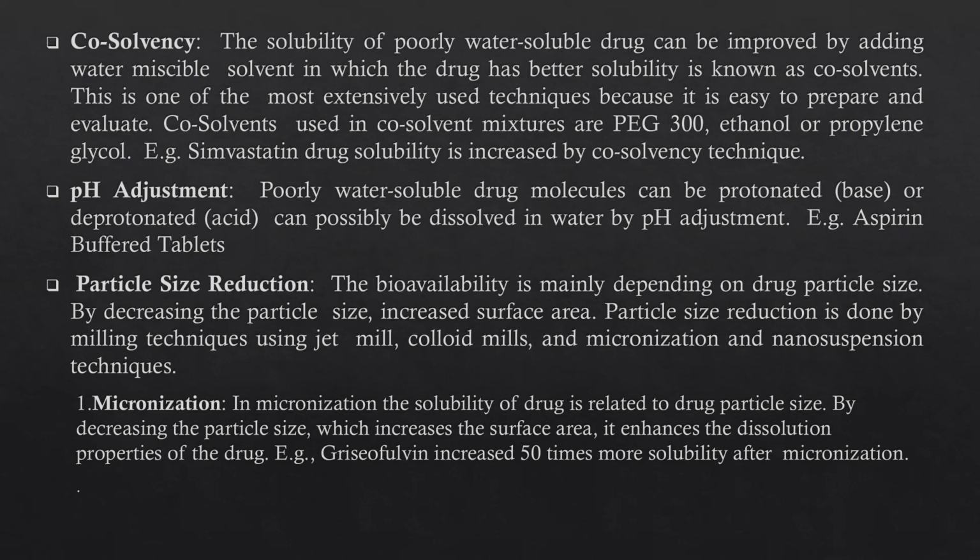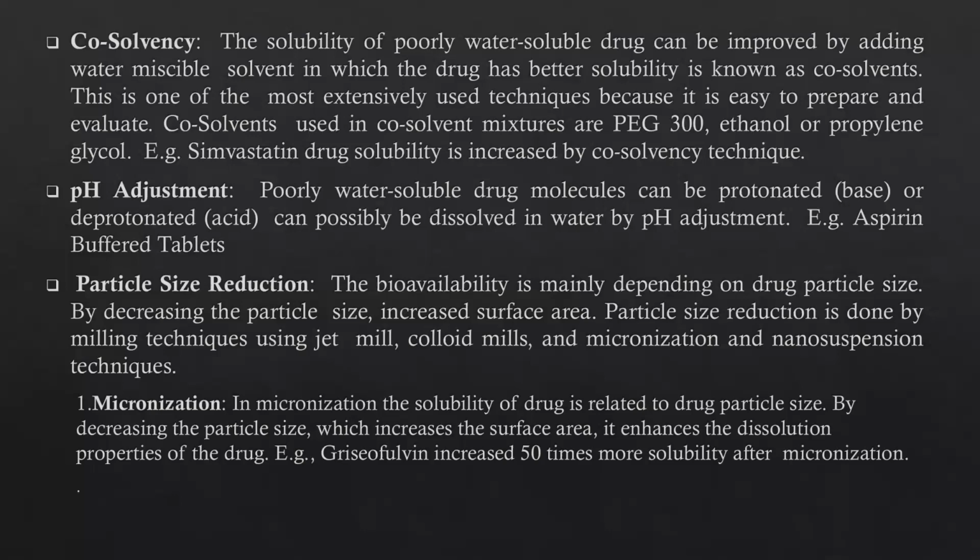Second, pH adjustment. Poorly water soluble drug molecules can be protonated as a base or deprotonated as an acid, and thereby dissolved in water by pH adjustment. Simply, a poorly water soluble drug molecule can be converted to either the base or the acid form, so it can be dissolved in water by simple pH adjustment. There will be an increase in the solubility of the drug. For example, aspirin buffer tablet. So this is the second method.